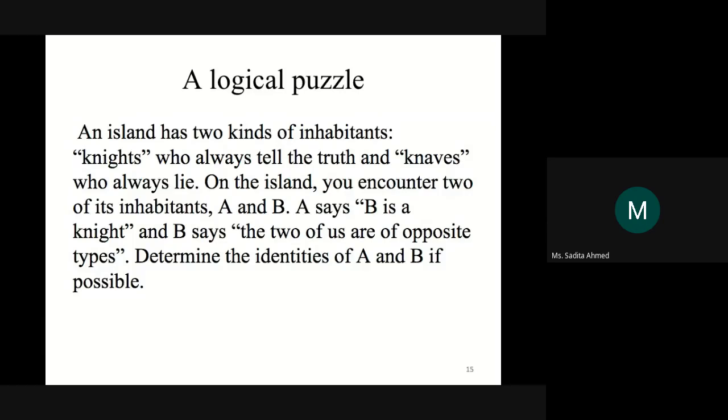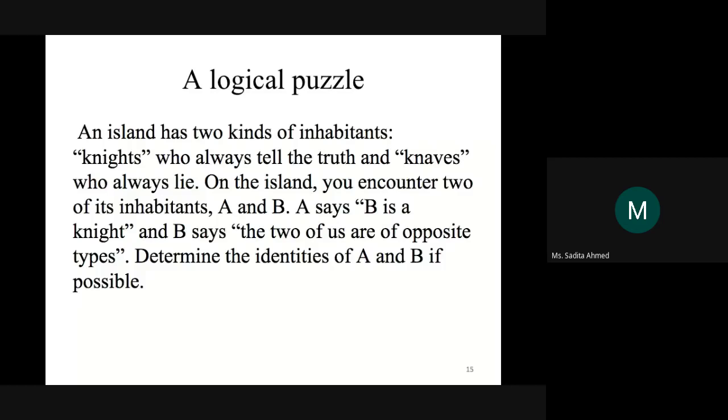Now, if A is a knight, what do we know about knights, guys? They always tell the truth. That means the statement that A made, the proposition given by A, must have the truth value of true. The statement made by A must be true. That is, B is a knight. This statement must be true. If this statement is true, then what does that tell us about B? We'll get to that later on. Remember, again, more important is how you build the logic before you get to the conclusion.